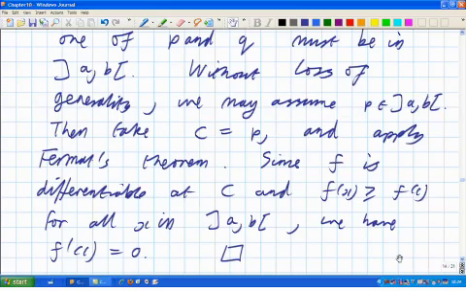Now, once you've got Rolle's theorem, you can generalize it to get the mean value theorem. Rolle's theorem is like a special case of the mean value theorem, but we always prove Rolle's theorem first and use it to prove the mean value theorem. So what's the mean value theorem?